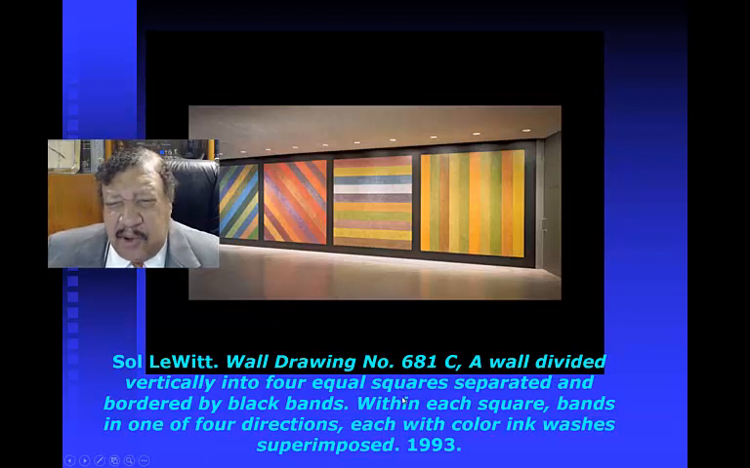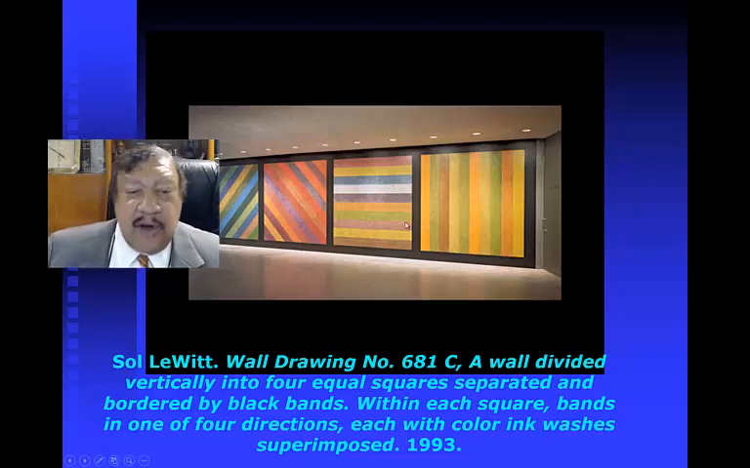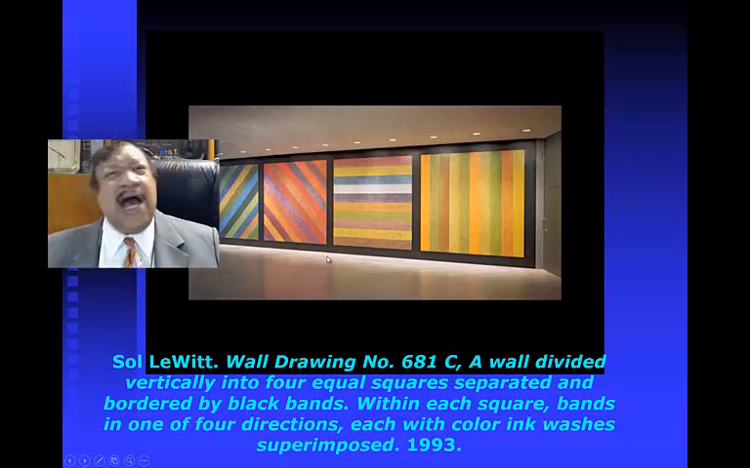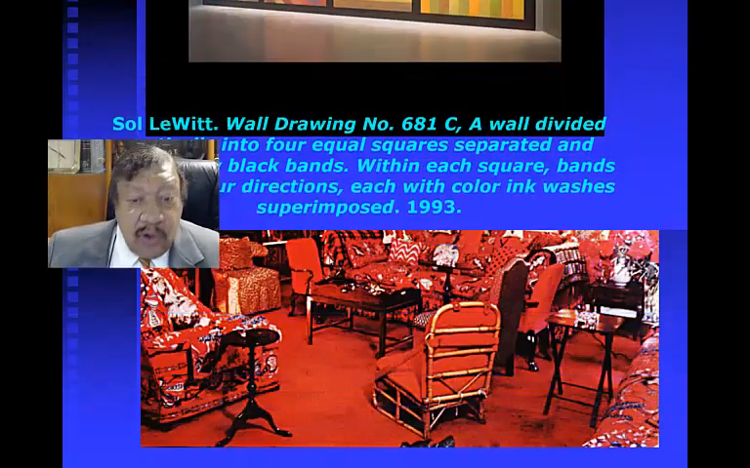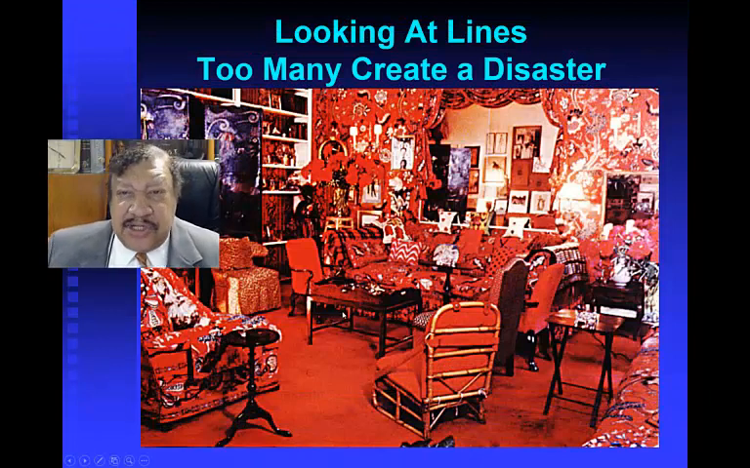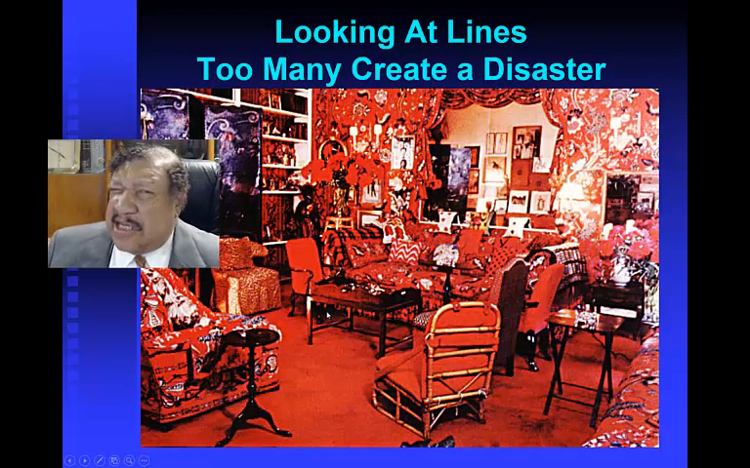Now, our textbook: a wall divided vertically into four equal squares and separated and bordered by black bands. Well, look how our eye goes up, then it comes down, then it goes across, and it goes back up. In other words, a line can control the eye and how it moves. I always use this as a case to show confusion. The eye doesn't like too many lines, doesn't like too many colors.